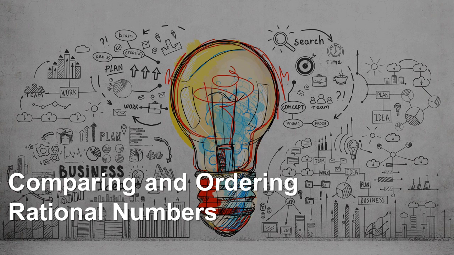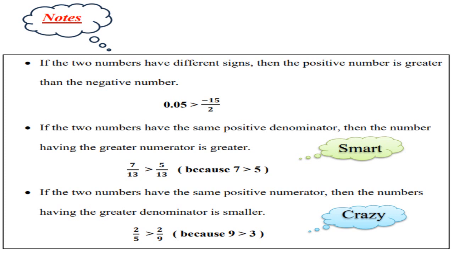Our lesson today is comparing and ordering rational numbers. To compare between two rational numbers, we need to mention some important notes. If the two numbers have different signs, then the positive number is greater than the negative number. For example, 5/100 is bigger than negative 15 over 2.